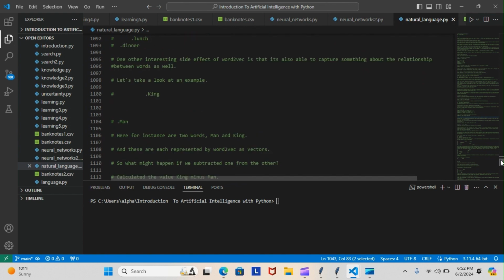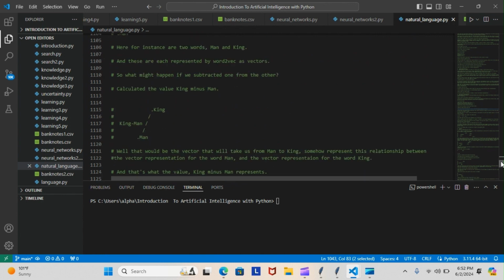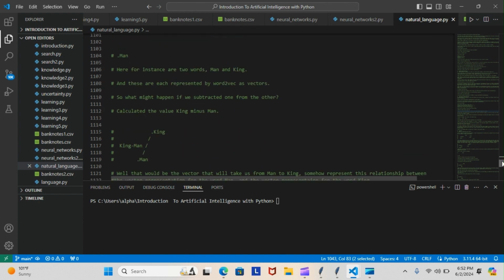Let's take a look at an example of king and man. Here, for instance, are two words, man and king, and these are each represented by word2vec as vectors. So what might happen if we subtracted one from the other?